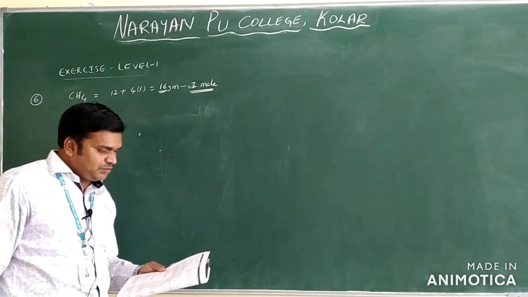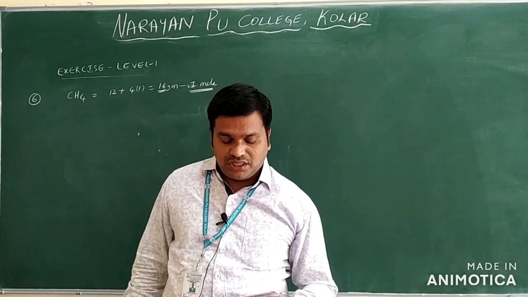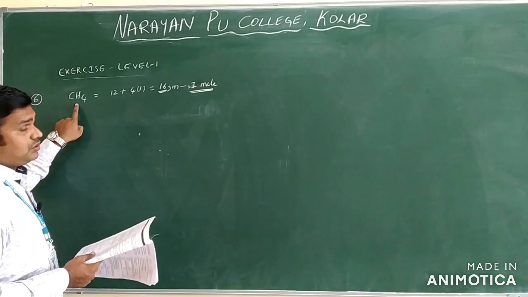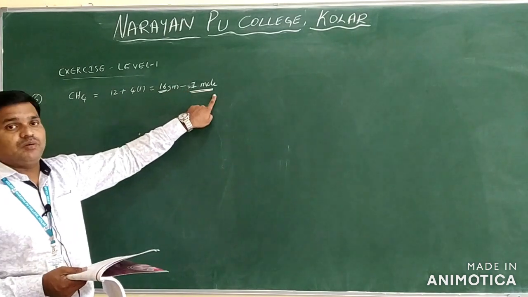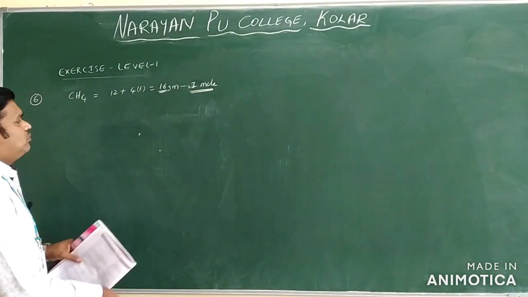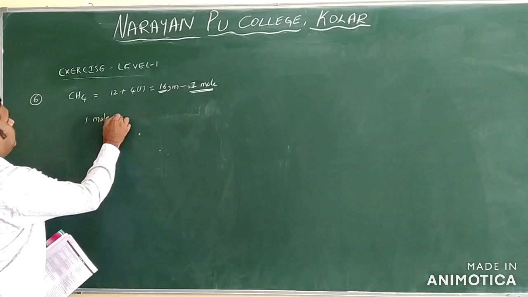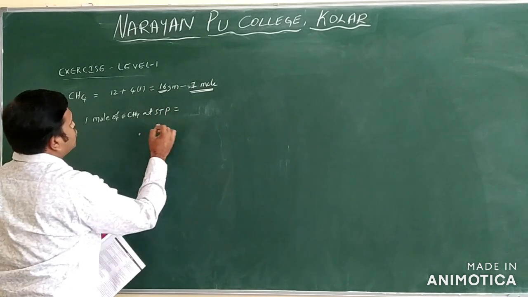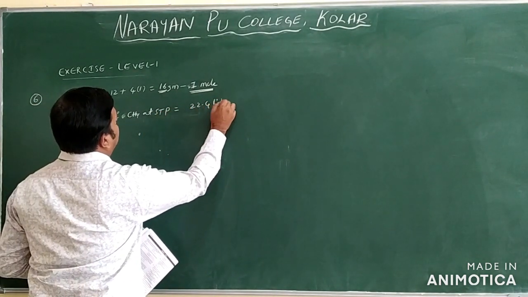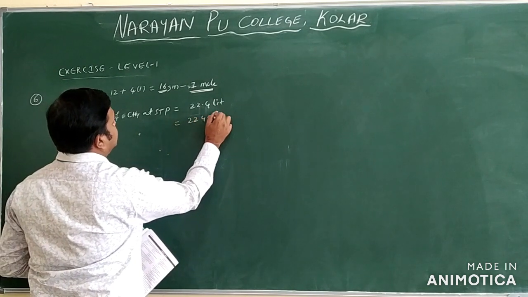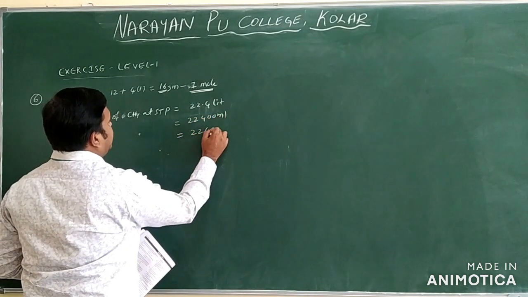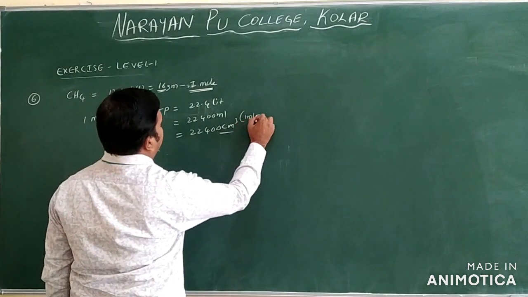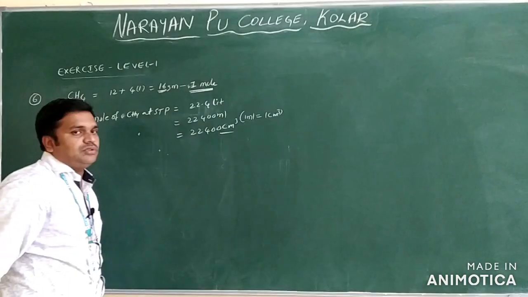Now see the next question we have, question number 6. The mass of 112 centimeter cube of CH4 gas at STP. I already wrote here CH4, that is 16 grams. How many moles we have? 1 mole only. 1 mole of CH4 at STP occupies how much volume? 22.4 liter. You can write here 22,400 ml, or you can write 22,400 centimeter cube only. From this you will write 1 ml is equal to 1 centimeter cube only.